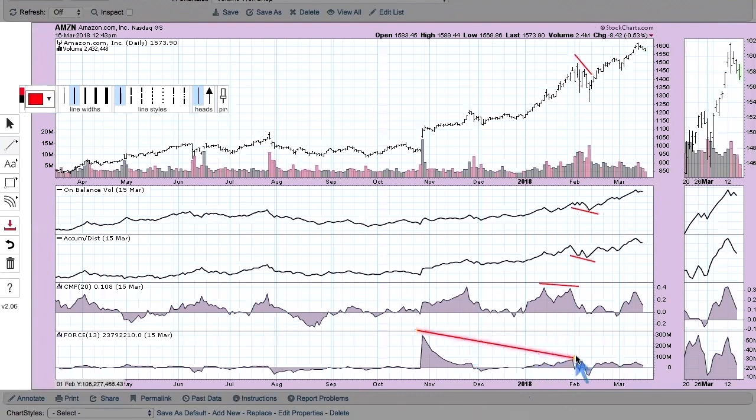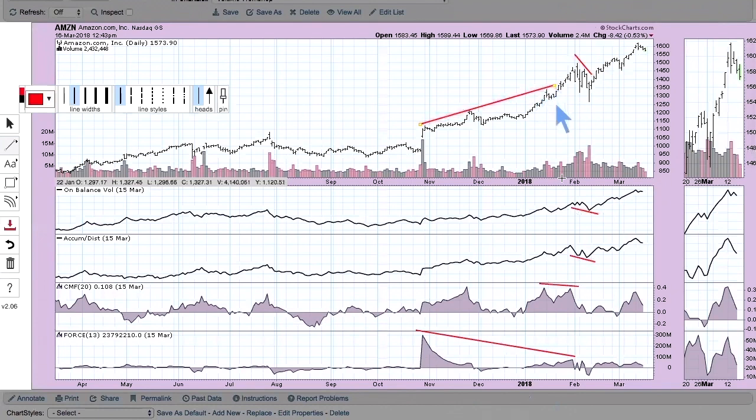We've got declining tops on the Elder force index. And what's going on with tops during this period of time? They're rising. That would be considered a negative divergence. Got declining tops, but rising price tops. So your expectation when you have this type of a negative or bearish, I guess you could call it, divergence, you should start to expect a decline.